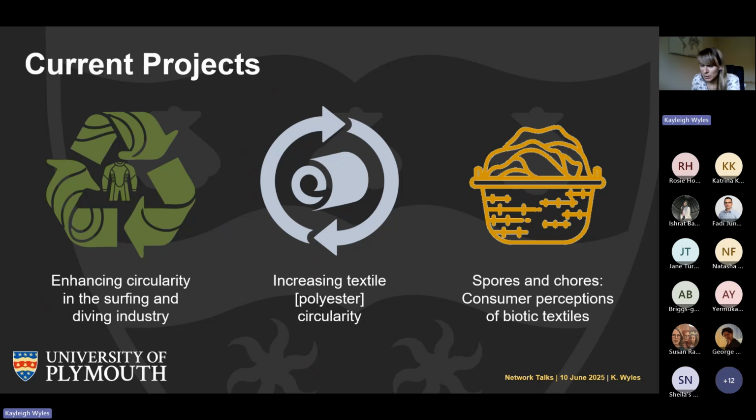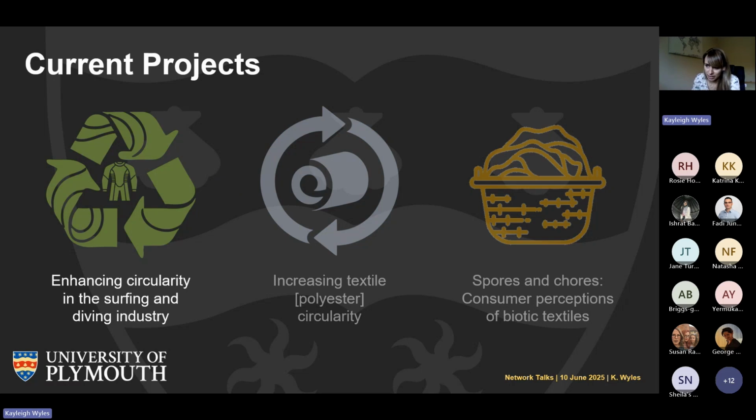So I'll just briefly run through 3 of the projects that we've got going at the moment. The first 2 are Future Fibres Network funded, and then Spores and Shores is funded by the recent PCT, the Programme Coordination Teams Plus pot, and focusing much more on the social science, what we're contributing to these projects.